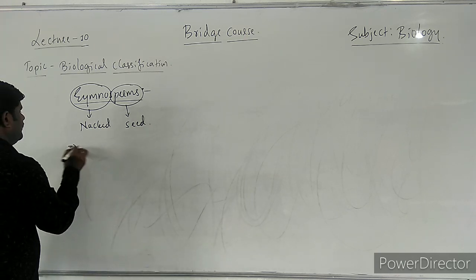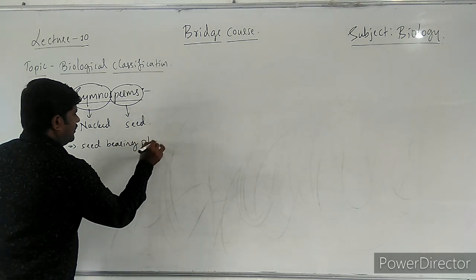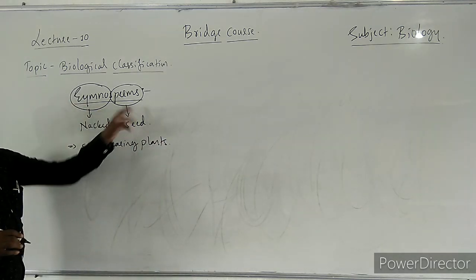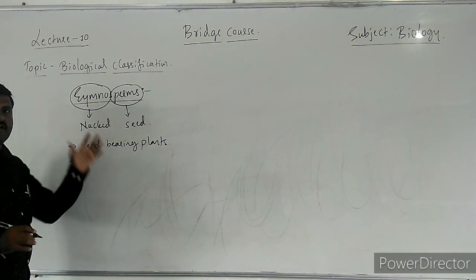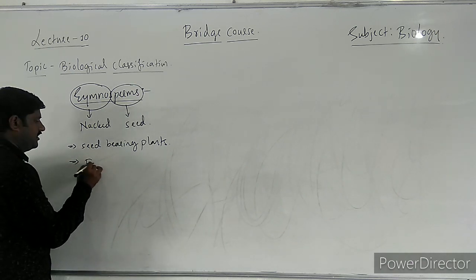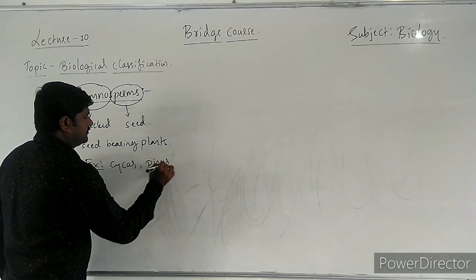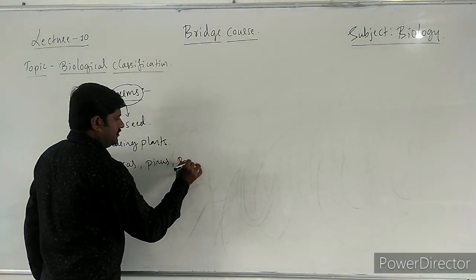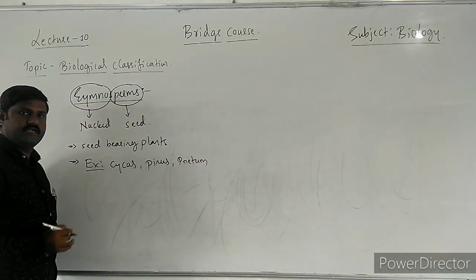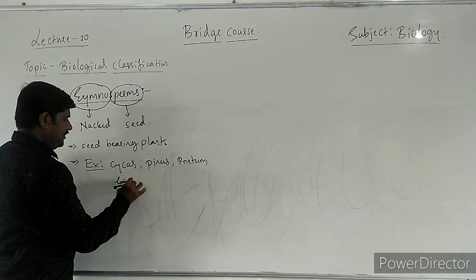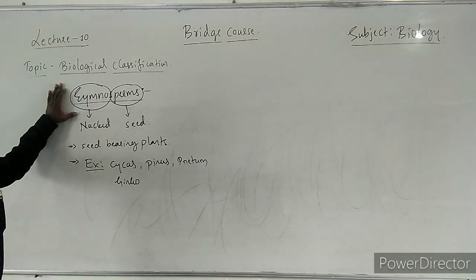Seed bearing plants are known as gymnosperms, as the name suggests. And the best examples of these special kinds of plants, which you already know, are cycas, pinus, gnetum, ginkgo. These are the best examples for gymnosperms.